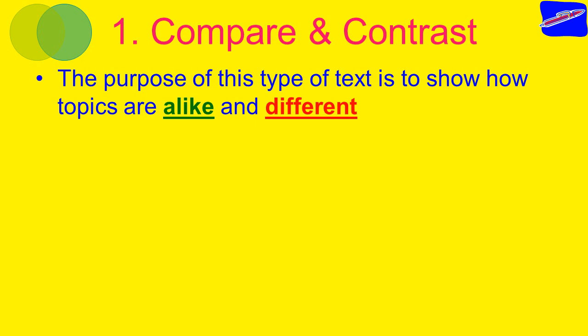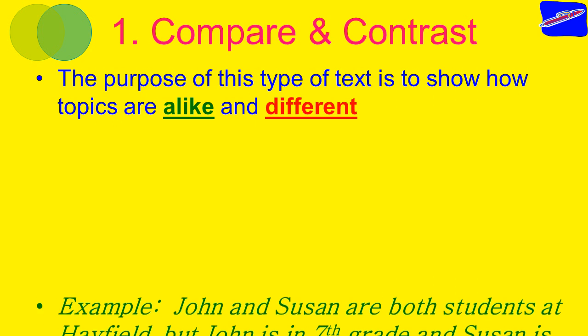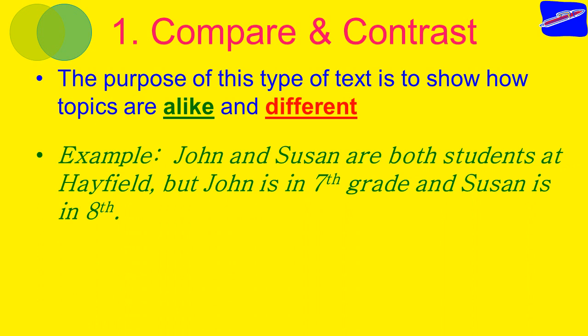An example of something that's written to compare and contrast would look something like this. John and Susan are both students at Hayfield, but John is in the 7th grade and Susan is in the 8th grade. In this case, we see how John and Susan are alike and how they are different.